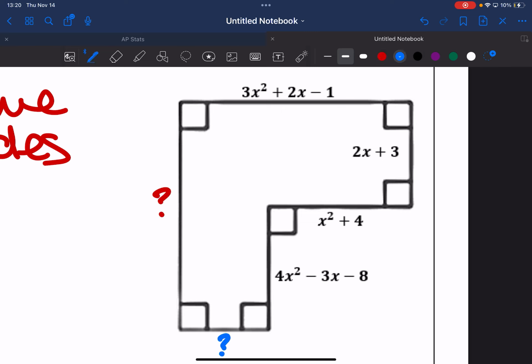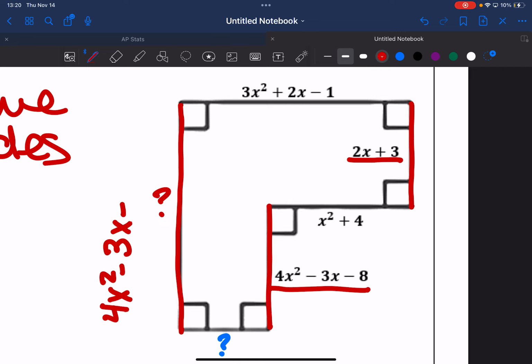Okay, so in order to find that, we're going to use the measurements of the corresponding sides to try to find our side. So since this whole side right here is this, notice that's the same as adding this side plus this side. They're the same distance. So it's adding this term plus this term. So off to the side, I'm going to write 4x squared minus 3x minus 8 plus 2x plus 3.